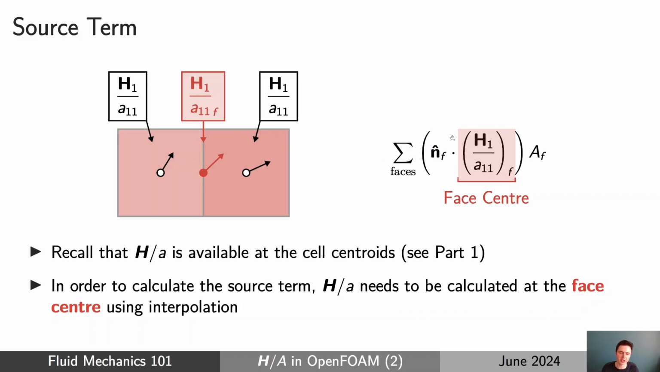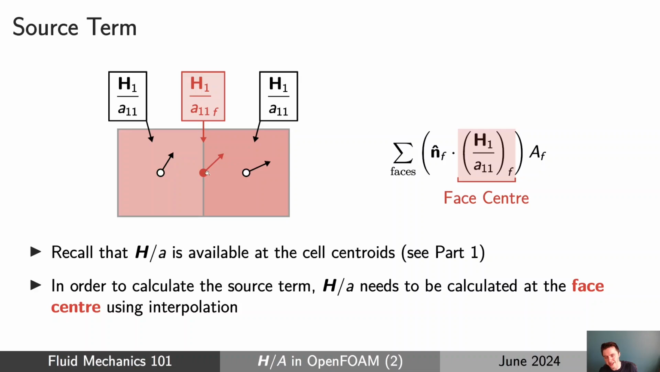But if you look very closely at the source term, what you'll see is that we need HbyA at the face center, and that's this red vector here. And remember from the divergence theorem, the reason that we need it at the face center is because we're calculating the flux of the vector field C, which is now HbyA, across the surface. So we need it at the face center. And the way we can do that is just by simple interpolation.